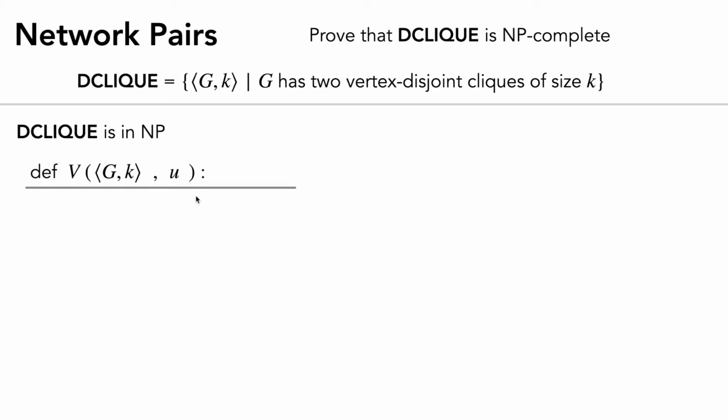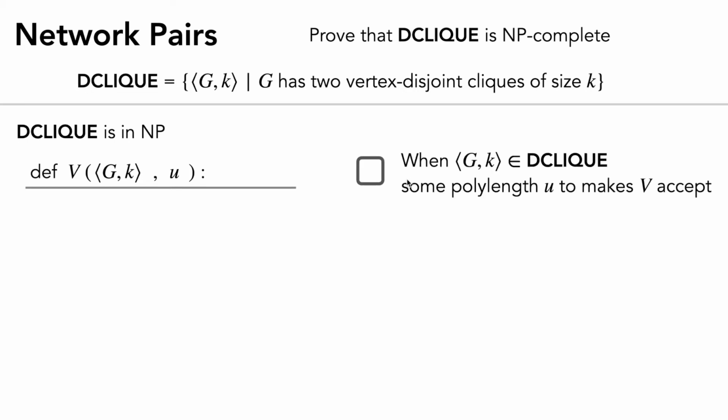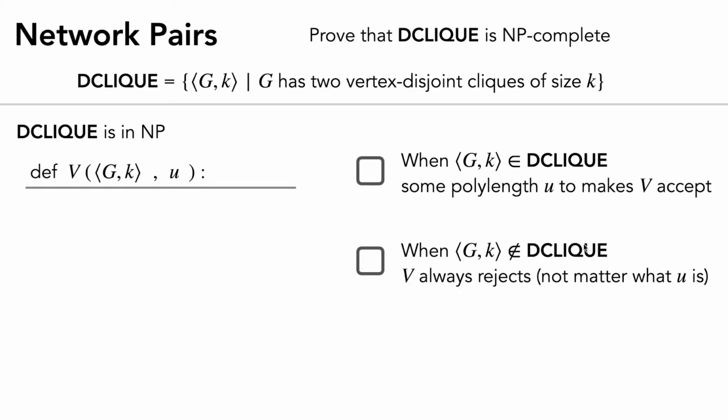We need to construct our verifier so that three things hold. First, whenever we have a yes instance of d-clique, there must exist some poly-sized certificate that will cause V to accept on this yes instance and this certificate. Whenever we have a no instance of d-clique, our verifier should always reject, no matter what you plug in for the certificate. And our verifier should run in poly time. Take a moment and pause here and see if you can come up with the verifier yourself.